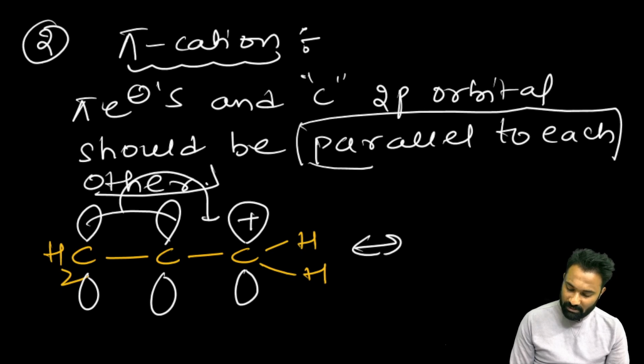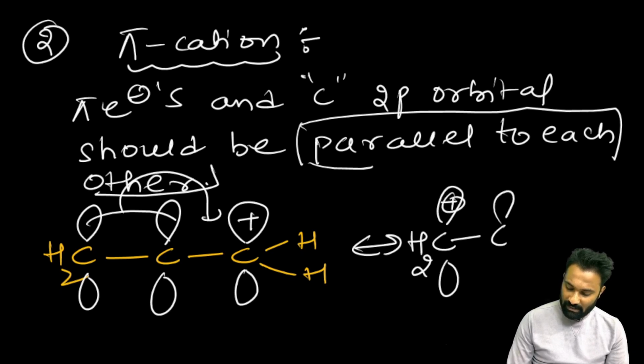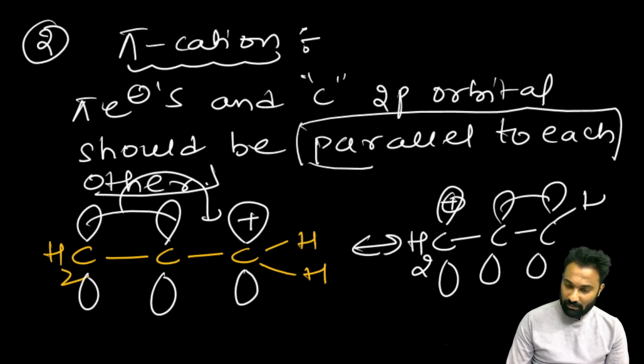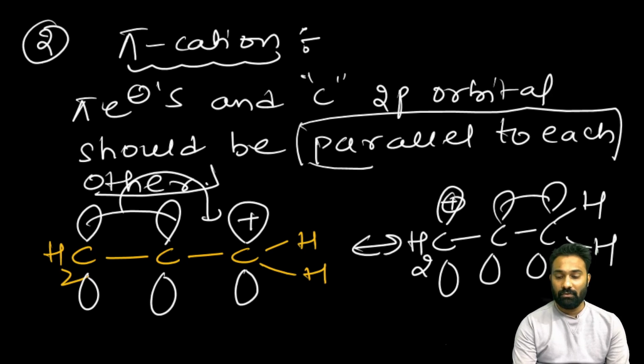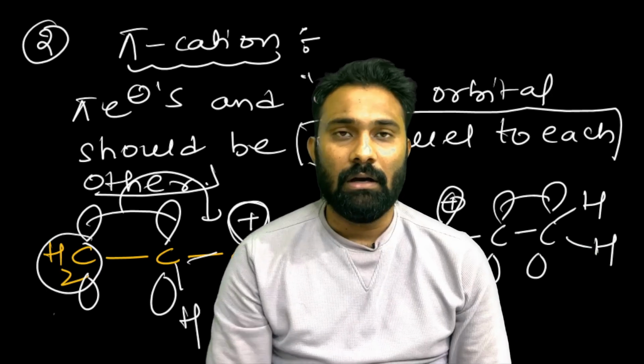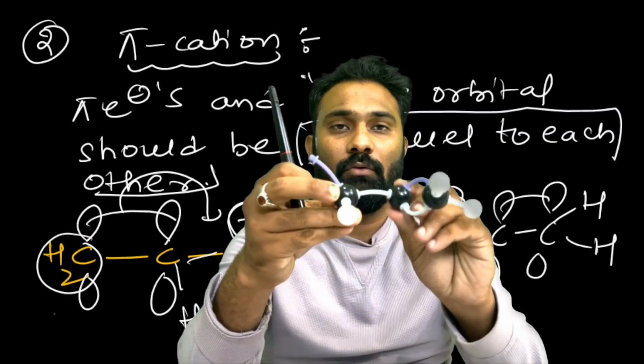This pi bond will be shifted here. When this pi bond has been shifted here, this carbon will get the positive charge, and this carbon will form the pi bond in this manner. It will resonate. Clear? Now with the help of the molecular model, we will see.